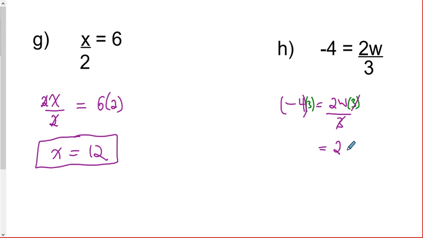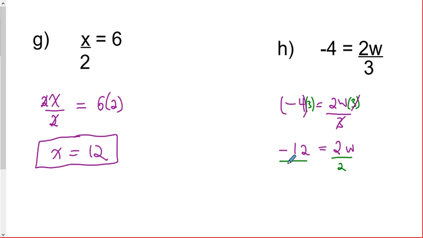So what are we left with? We still got 2w on this side. And on the other side, we got -4 times 3. 4 times 3 is 12, but a negative times a positive is a negative, so -12. Okay, what's my next step? I got to undo this multiplication by 2.